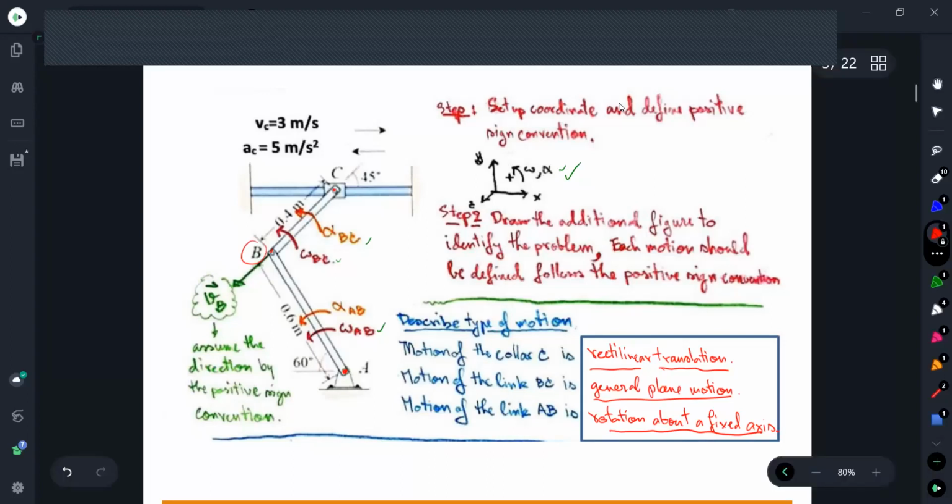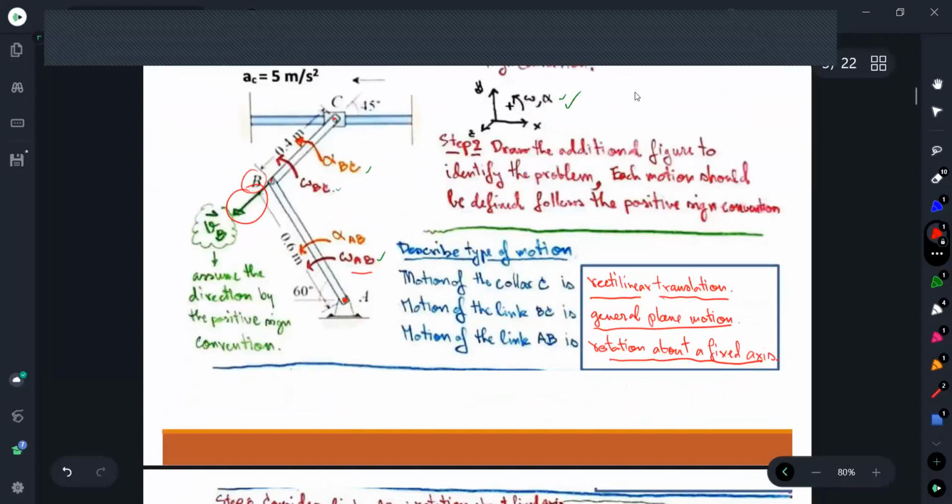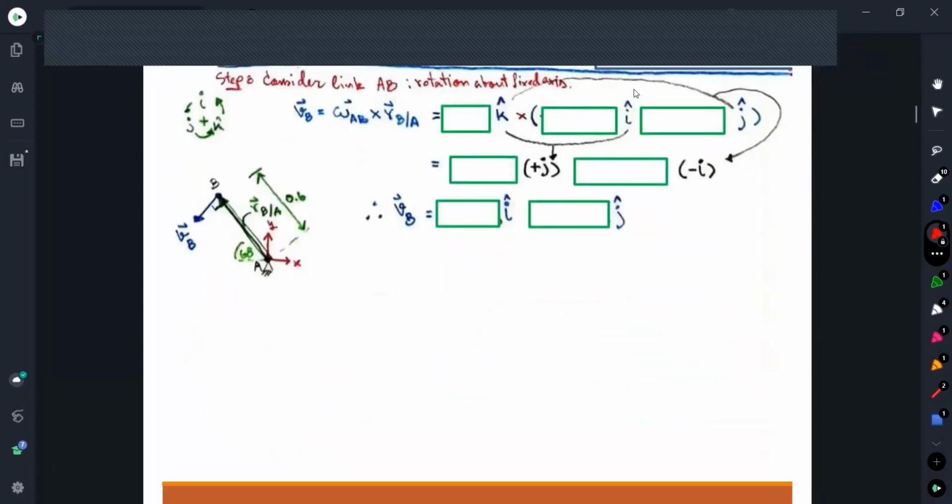We assume that the direction of VB should be consistent with the rotation in the positive sign convention. So if link AB rotates in the positive sign convention of omega, we may predict that the velocity of point B should be moving in this direction, to the left and downward. It should be like this, but as a vector. After we have the picture like this, we may start by considering link AB first.